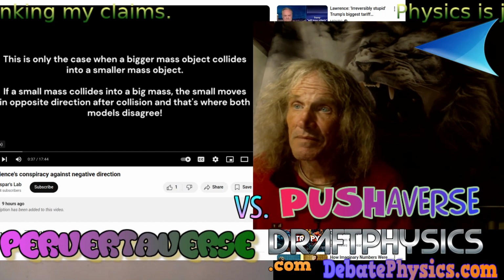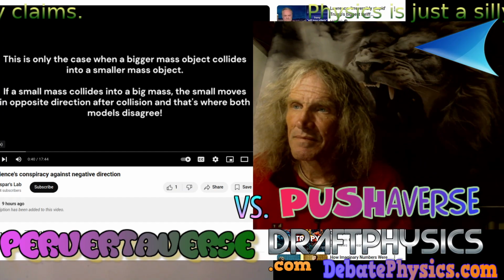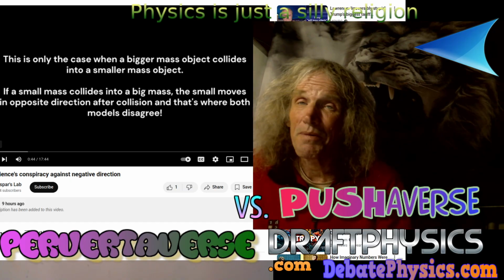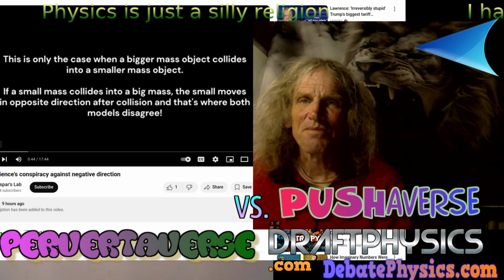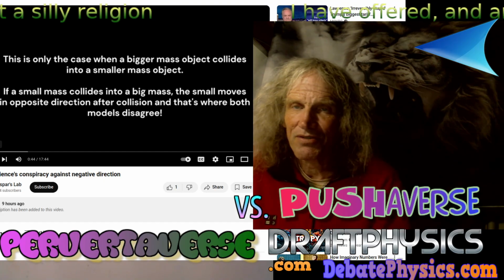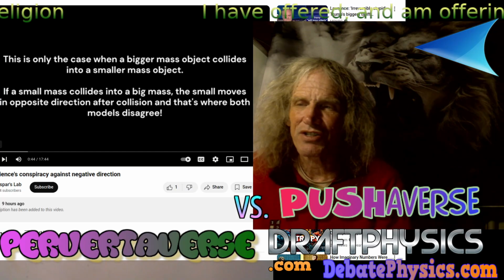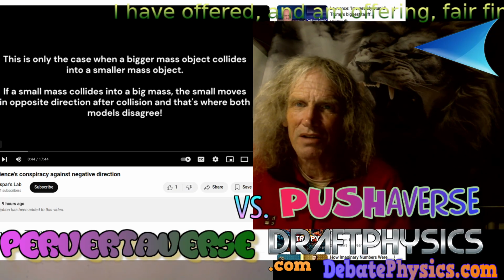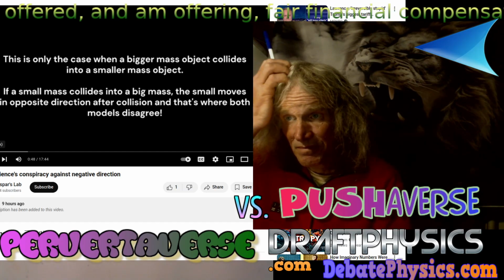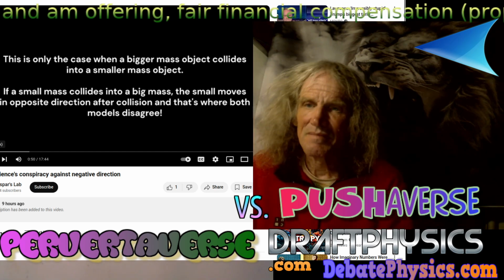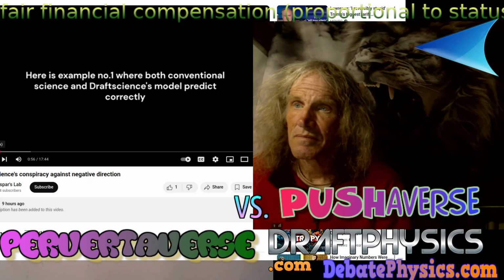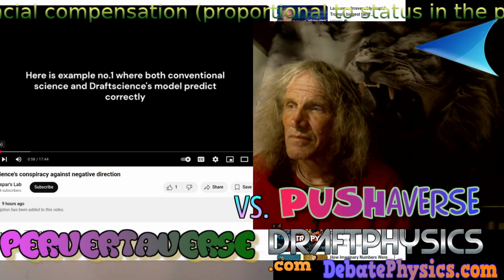Now, this is only the case when a bigger mass object collides into a smaller mass object. Yeah, it's only the case that kinetic energy is made obviously nonsense in the case where the masses are different, because you'll get a wacky kinetic energy number that has nothing to do with reality. There's no conservation. Object collides into a big mass, the small mass moves in opposite direction after collision, and that's where both models disagree. Now here is an example where both conventional science and draft science model predict correctly.